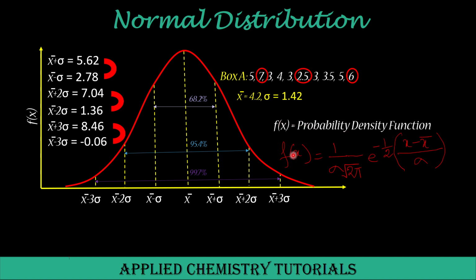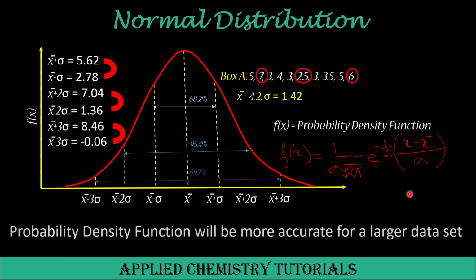This probability density function can be given as f(x) equals 1 over sigma root over 2 pi multiplied by e to the power minus half multiplied by (x minus x bar over sigma) whole square. And this probability density function will be more accurate for a larger data set. So when n is very large, we can have almost this 68.2% number for this region, 95.4% for this region, and 99.7% for this region.